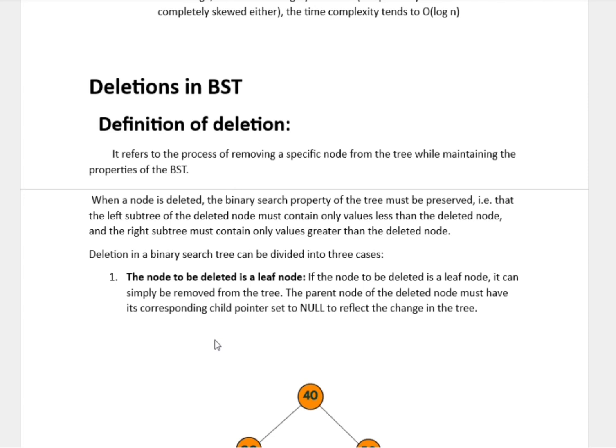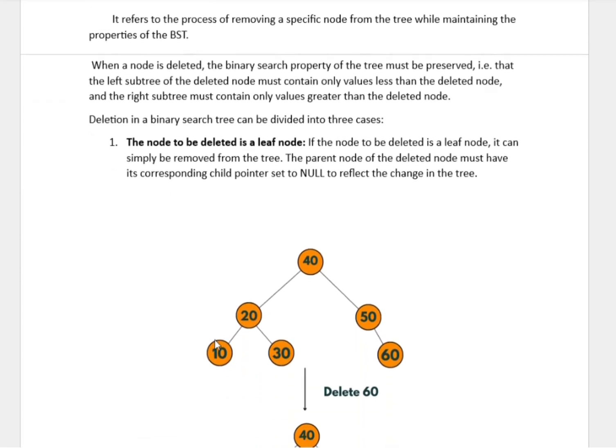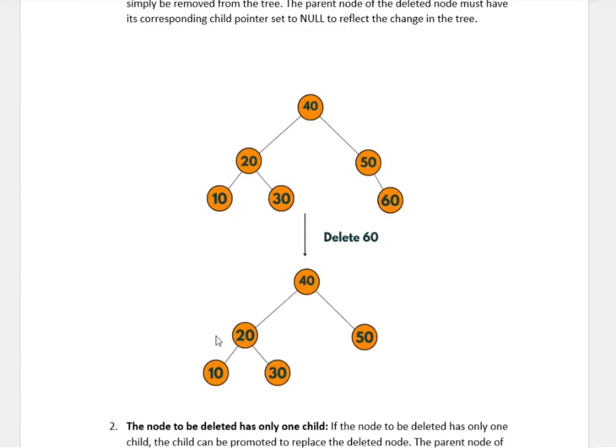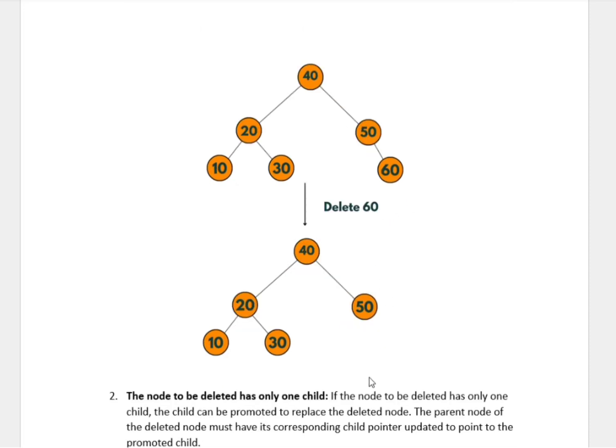Now let us come to the leaf node. A leaf node doesn't have any specific conditions to delete. Here 60, 30, 10 are the leaf nodes, that means the nodes which don't have any children, zero children. So if I want to delete the 60 node, there will be no conditions. I can directly free up this node from the memory. That's it, that's enough.